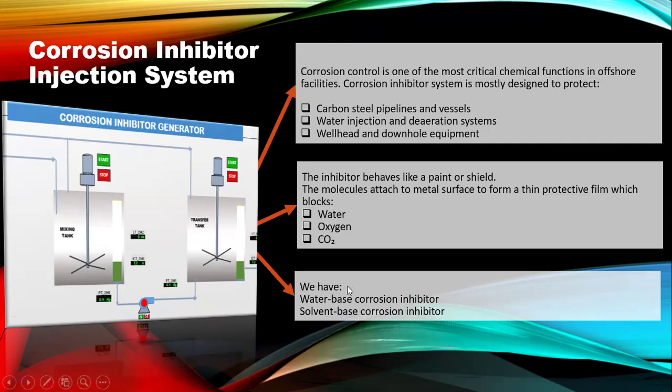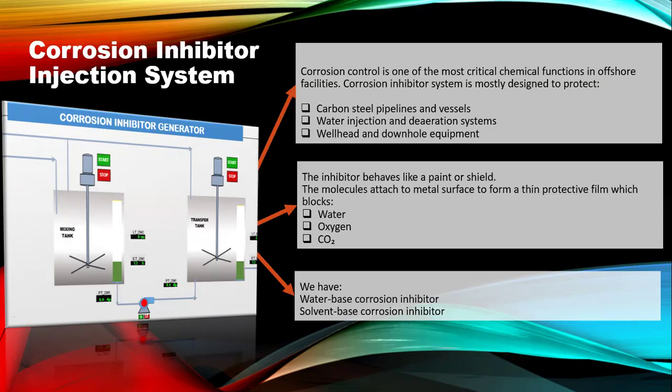Now, if you go to the market and say you want to buy corrosion inhibitor, you need to specify the type you want. We have the water-based corrosion inhibitor and the solvent-based corrosion inhibitor. For the water-based, from the name, you are mixing your corrosion inhibitor and water. Based on specification, there is a percentage, a ratio of the mixing. I think water is about 7% to 7.5%, depending on the experience and SOP of the company.